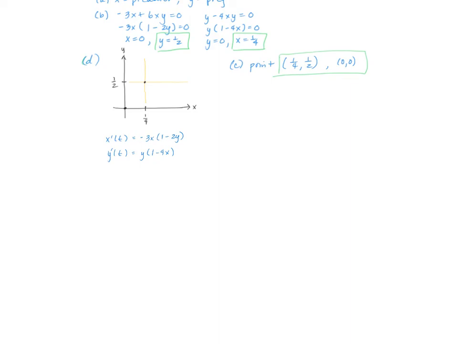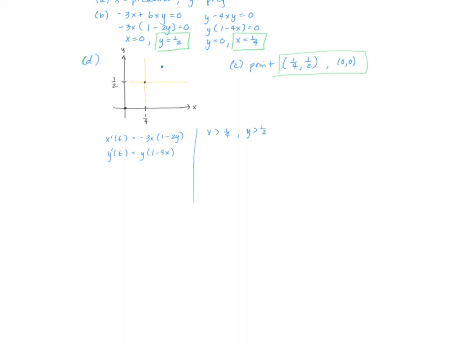Well, what if both x and y are greater than, so let's say that x is greater than 1/4. So I'm looking at all these 4 regions, and y is greater than 1/2. Okay. So where x is greater than 1/4 and y is greater than 1/2, that would be in this region here.